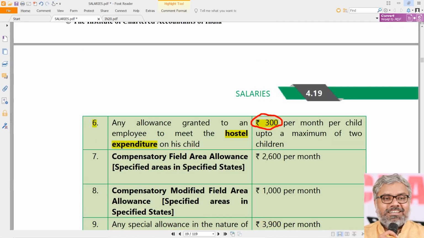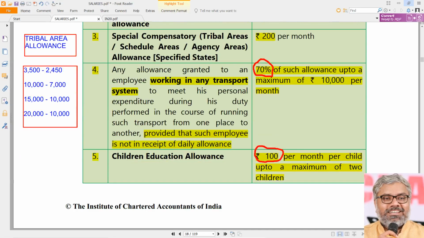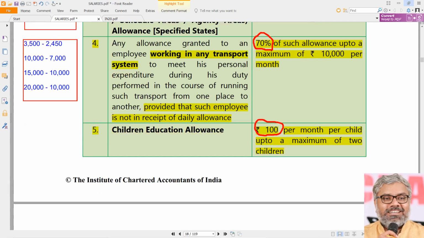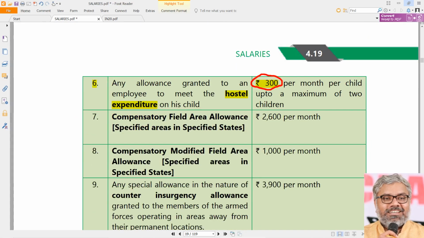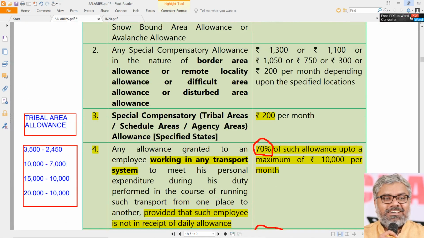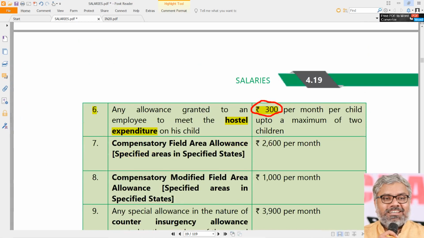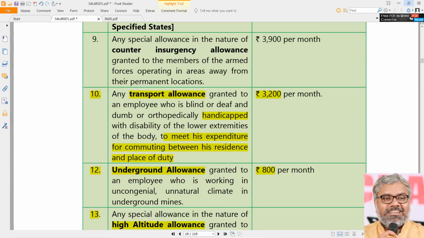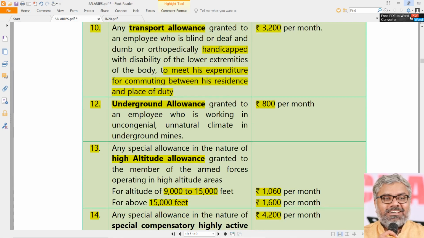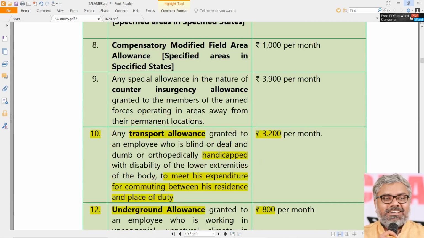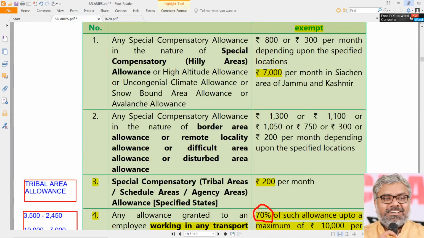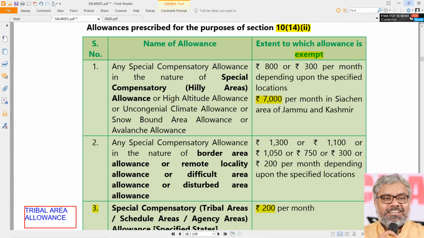But the things to be definitely remembered are these three, I would say. Only three in this big list. One is the allowance given to the transport sector employee. Second is children education allowance. Third is children hostel expenditure allowance. These three are a must. In the second category, try to remember tribal area allowance, 200 per month; the same way, transport allowance to handicapped employees, 3,200 per month; and underground allowance, 800 per month. That is the second category. The third category is armed forces and all. We don't need to remember that, but if at all we want to remember, particular things are given.